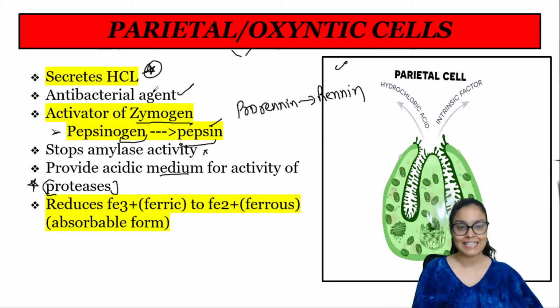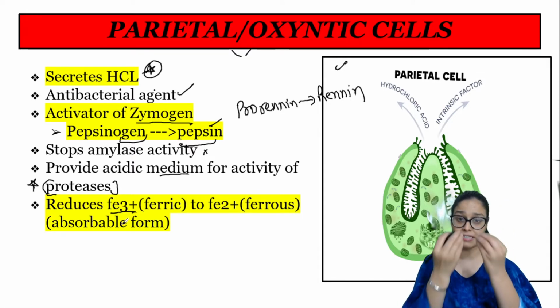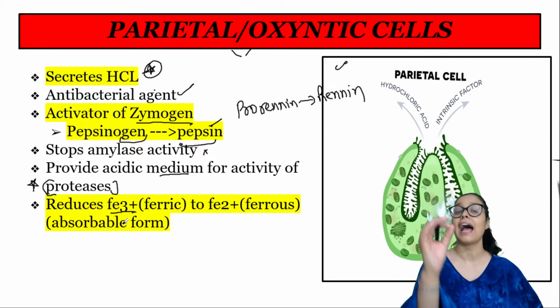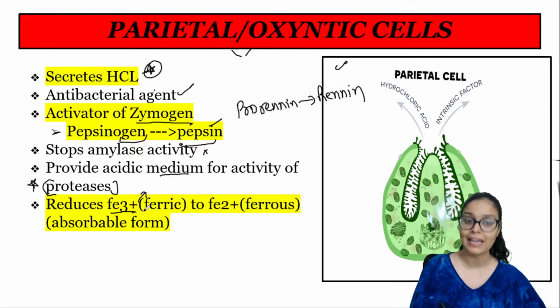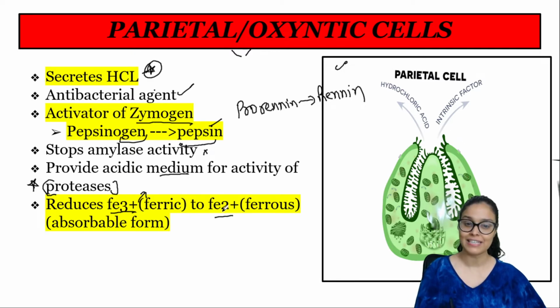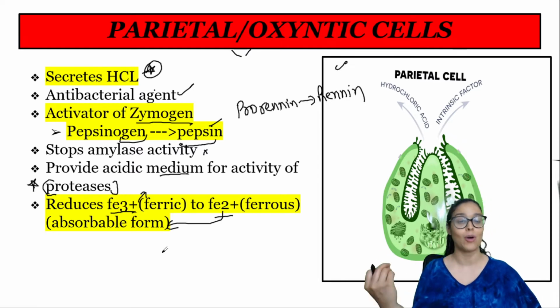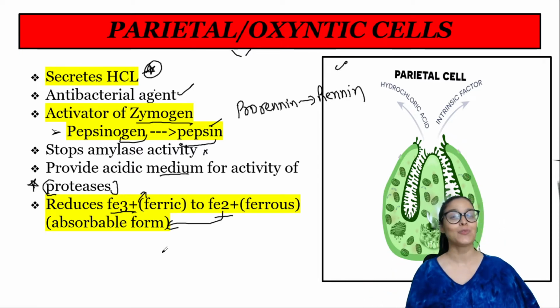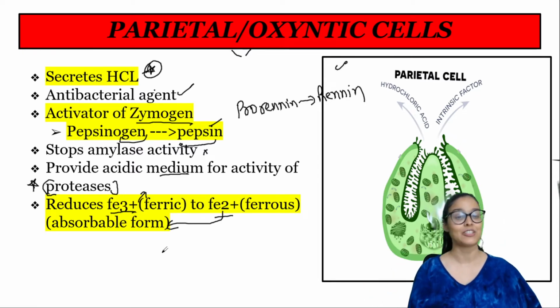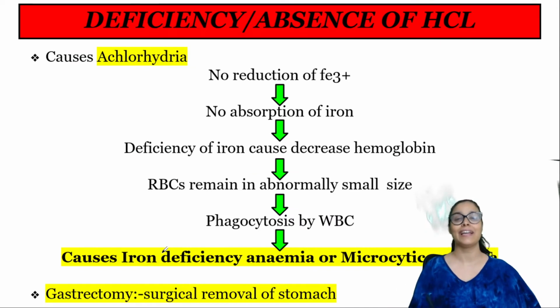Plus HCl also reduces ferric iron. The food that we are eating has iron in this ferric form, and this form will be reduced into ferrous iron. And obviously we know this is the absorbable form, meaning our body can absorb it very nicely. So it will reduce ferric iron into ferrous iron, which is the absorbable form. You have to remember it, right? So let me take you ahead.